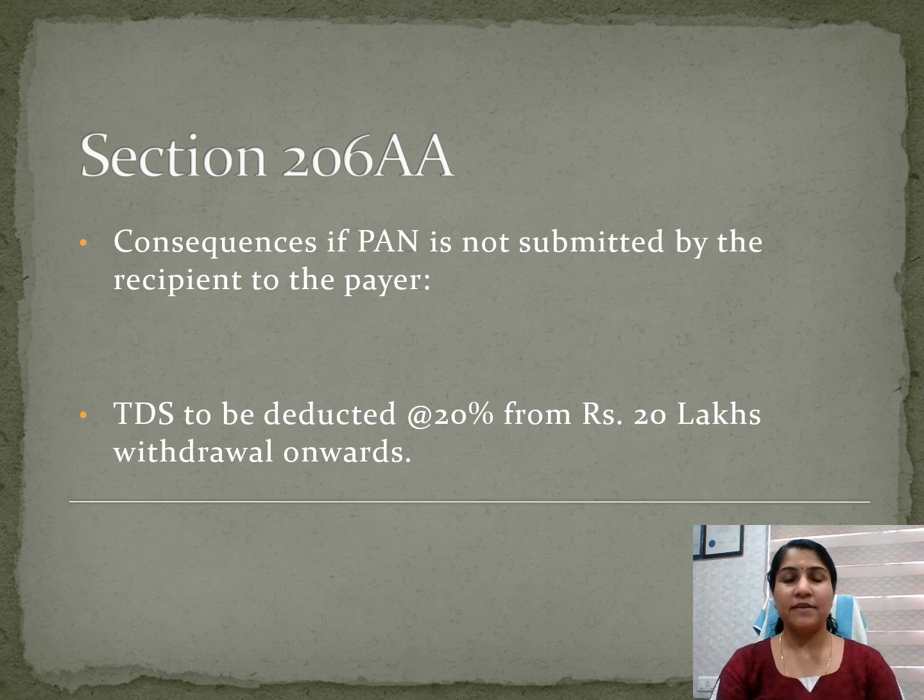As in any other payments, Section 206AA is equally applicable to transactions under Section 194N. We all know that Section 206AA speaks about consequences if PAN is not submitted by the recipient to the payer. Let's see in Section 194N what happens if PAN is not submitted to the payer. The TDS to be deducted is at an enhanced rate of 20% and the limit is only rupees 20 lakhs. That is, from withdrawal of rupees 20 lakhs onwards, tax will be deducted under Section 194N at the rate of 20% if PAN is not submitted by the recipient to the payer.